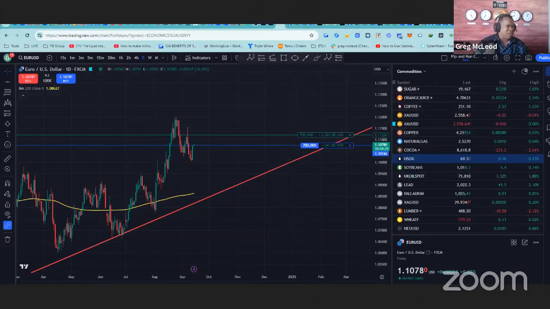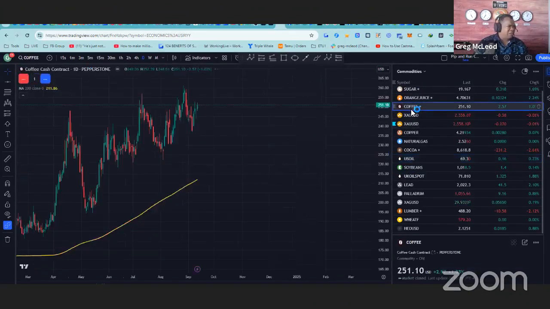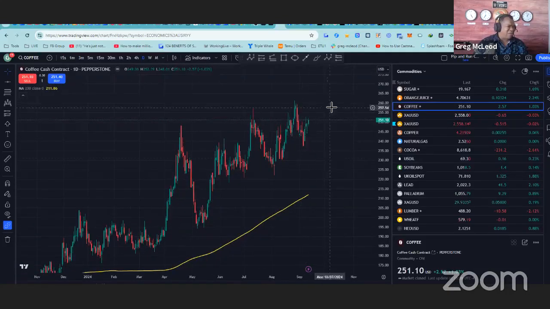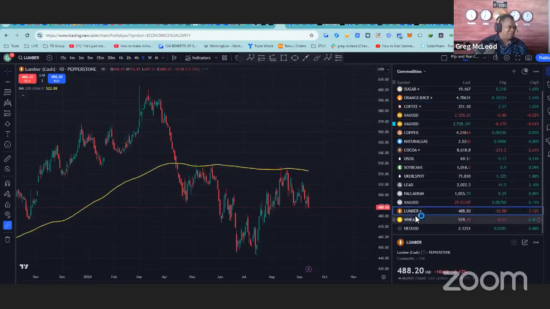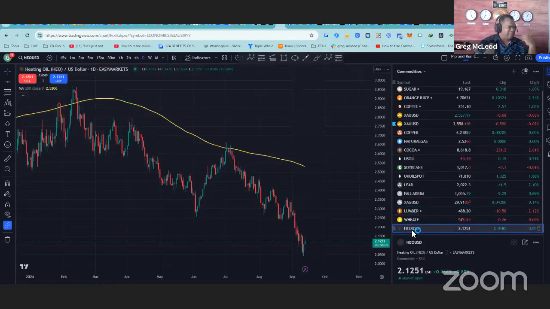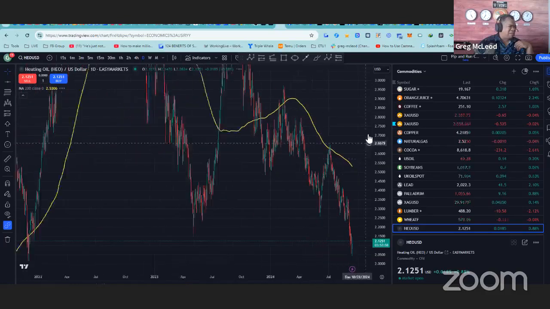This is the euro, gold, coffee. Everything is going to be going up. Everything's priced in dollars, so everything starts going up, and that's inflation, right? Lumber is going down, but that's like an inverted head and shoulders. Something I also like taking a look at is heating oil as we get close to winter. Heating oil is really taking a bath, right?